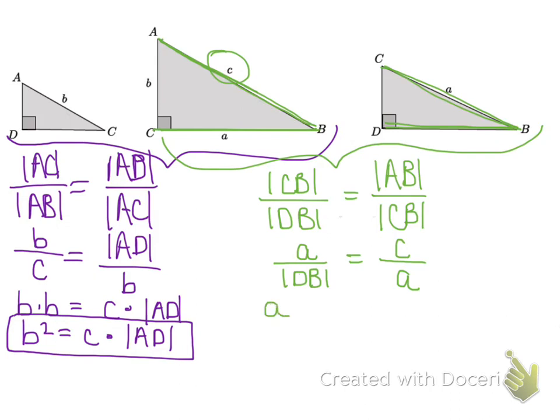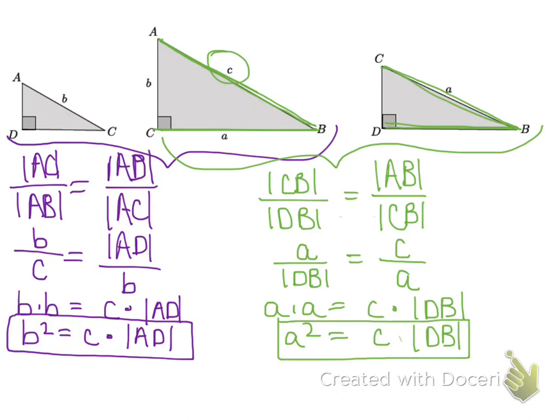Okay, so just substituted. So we're going to wind up with a similar relationship. We've got A times A is equal to C times length DB. So we get A squared is equal to C times length DB. Okay, now I'm running out of room, but I want to do one more step before we go to the next screen. So I have these two relationships. I have B squared is equal to C times AD, and A squared is equal to C times DB.